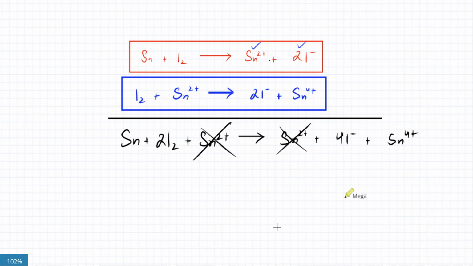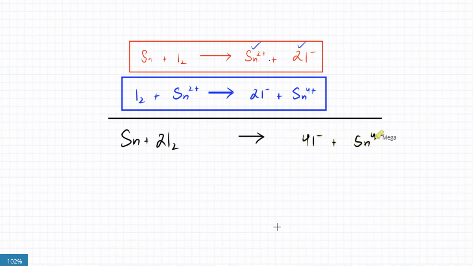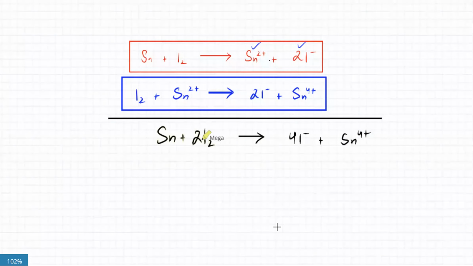So this cancels out. So you can remove this Sn2+ from the equation. It's appearing on both sides. And your final overall equation is going to look like this one. So it's going to be Sn plus 2I2, and it gives off 4I⁻ and Sn4+. So that's your overall reaction.